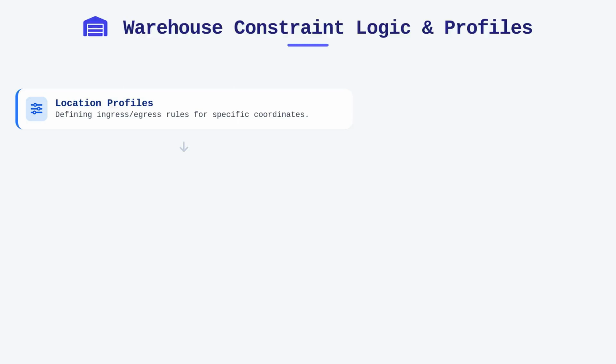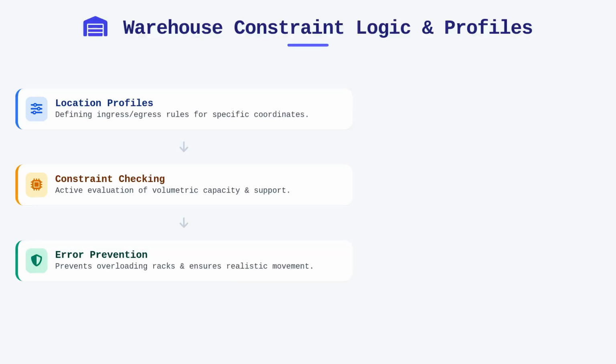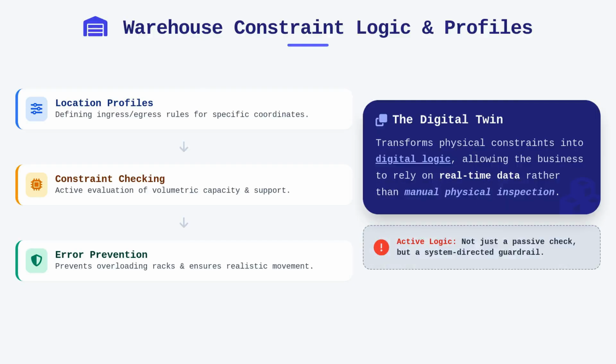If a system-directed task attempts to put away an item into a location that is already at its volumetric capacity, the system evaluates the profile settings to determine the next best action. This logic is not just a passive check. It is an active constraint that ensures inventory movement remains realistic within the physical constraints of your facility. A well-configured system acts as a digital twin of the actual warehouse, allowing the business to rely on data rather than physical inspection.